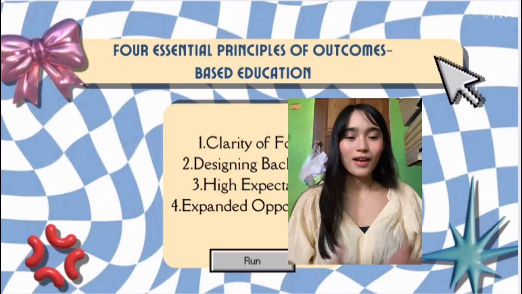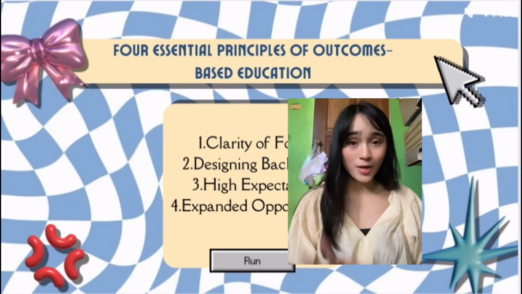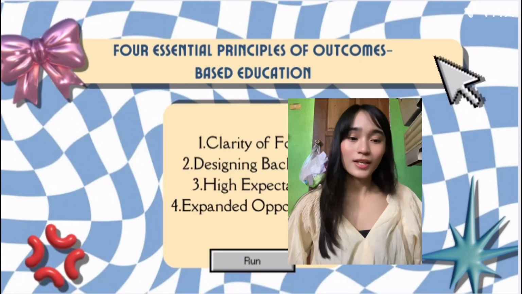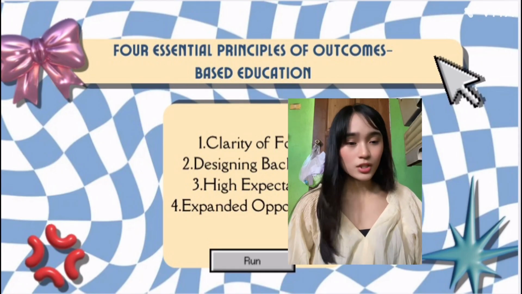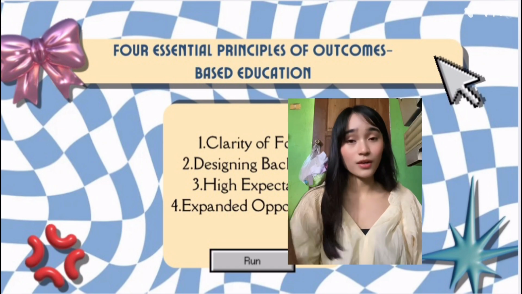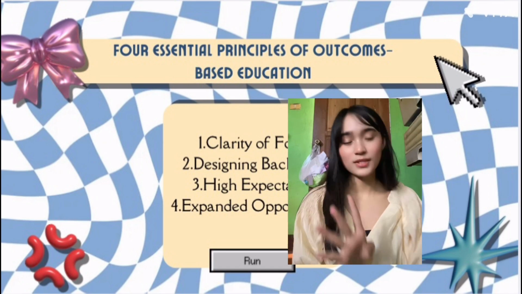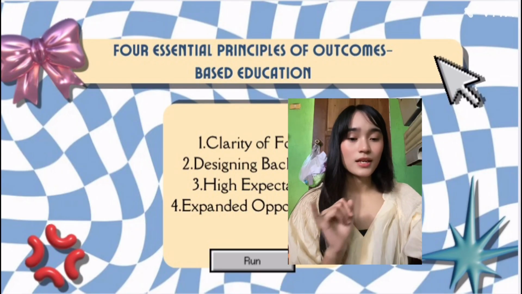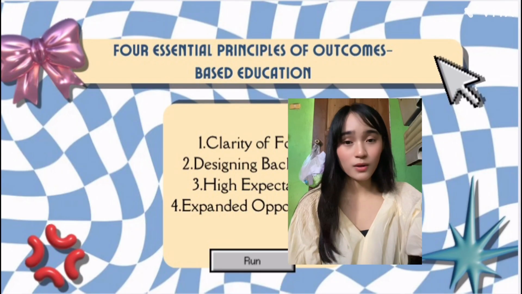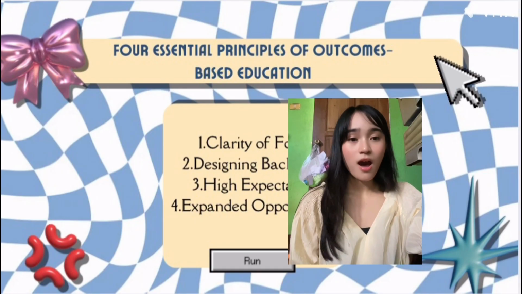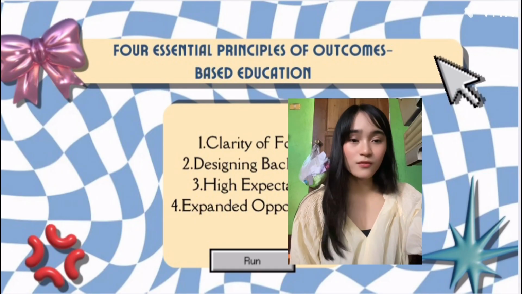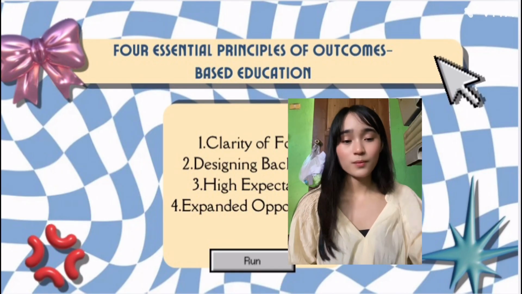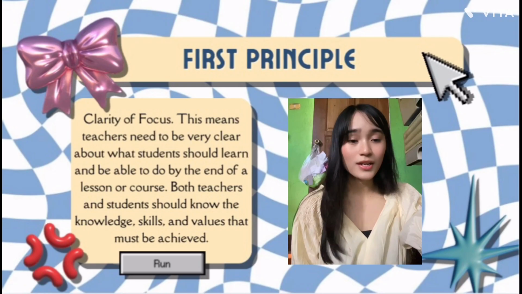And of course, in order to comply with the 3 premises, 4 essential principles should be followed in planning instructions, teaching, and assessing learning. So there are 4 essential principles in OBE. The first one is clarity of focus, principle 2, designing backwards, principle 3, high expectations, and principle 4, expanded opportunities. So let's discuss first the first principle, which is clarity of focus.